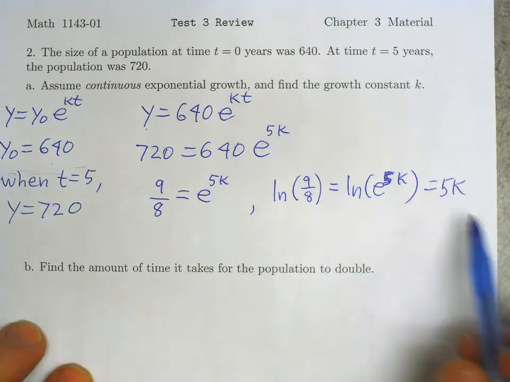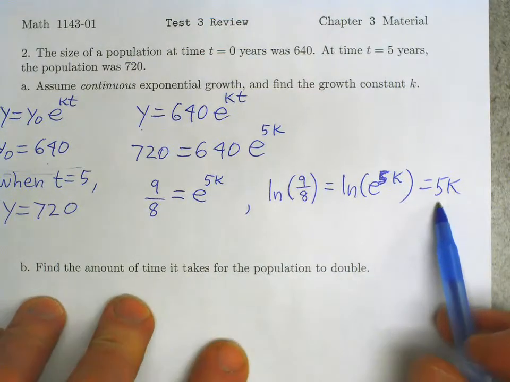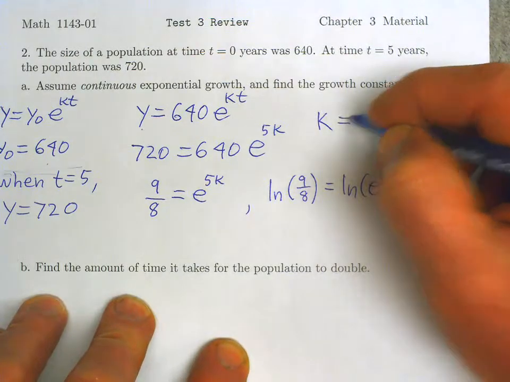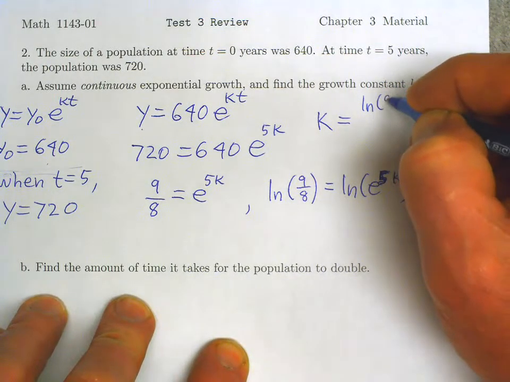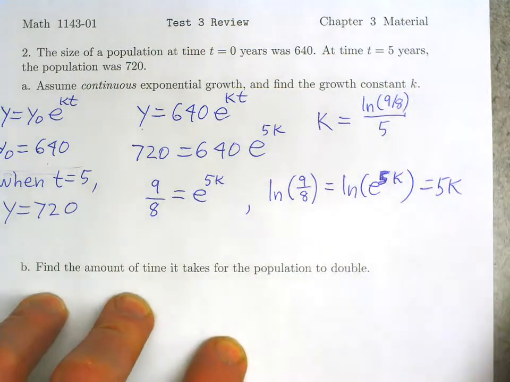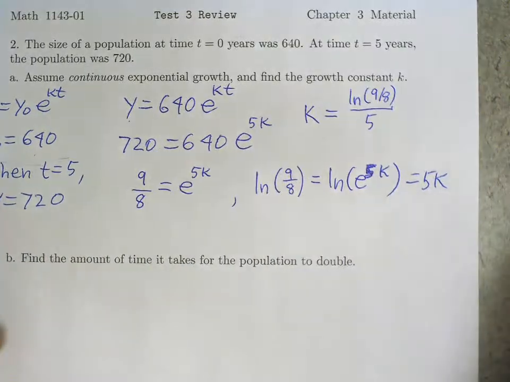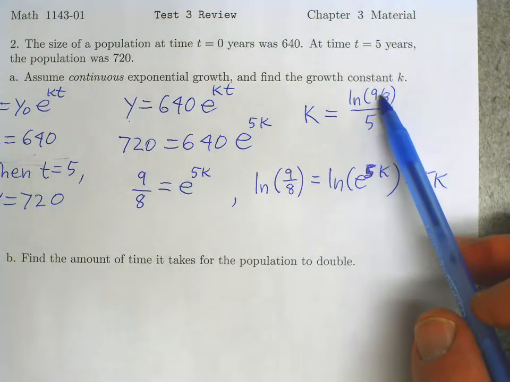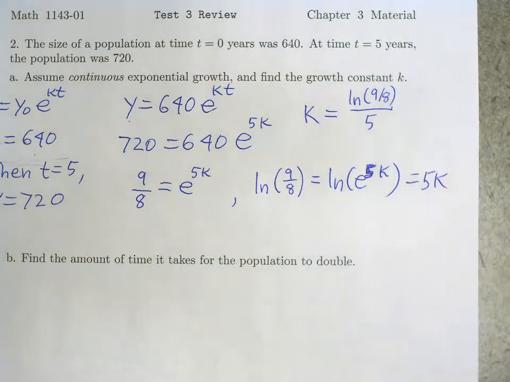And then we can divide both sides by 5. So the continuous growth constant k is the natural log of 9/8 divided by 5. Okay, so 9/8 is a perfectly fine number, but you can write it as 1.125 if you want.